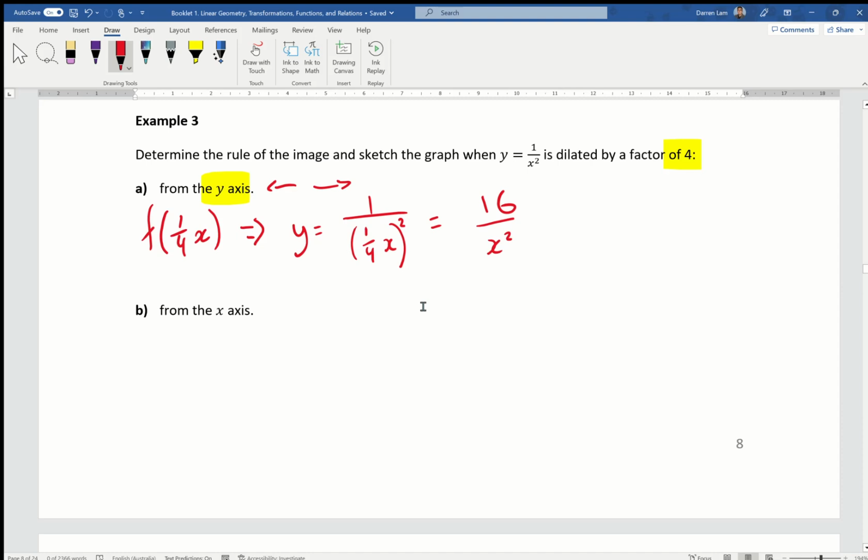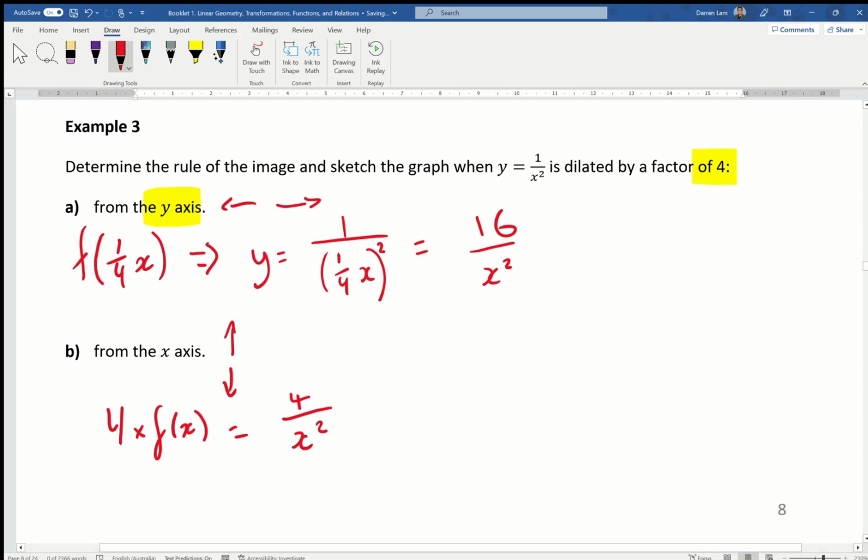It says from the x-axis, which means we're stretching this way. We're dilating that way along the y-axis, which means we just multiply the function. 4 times f of x, which equals 4 over x squared. Any questions?